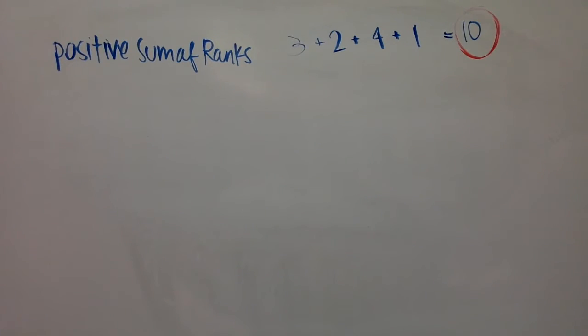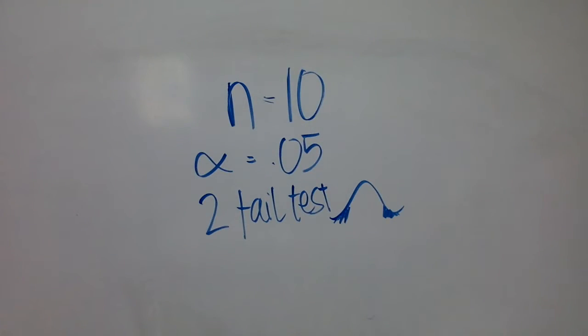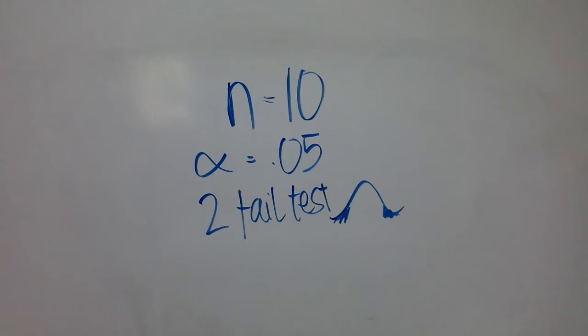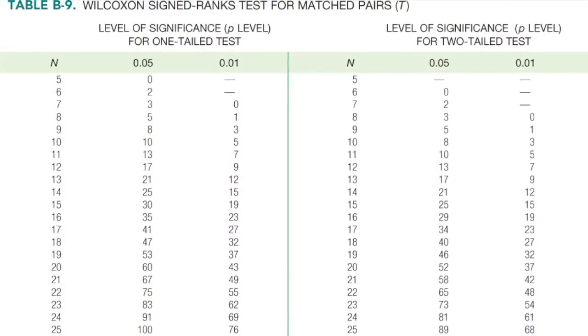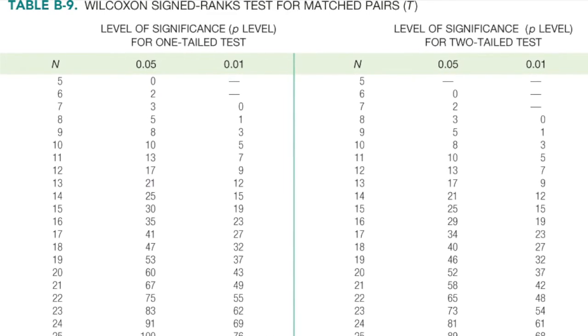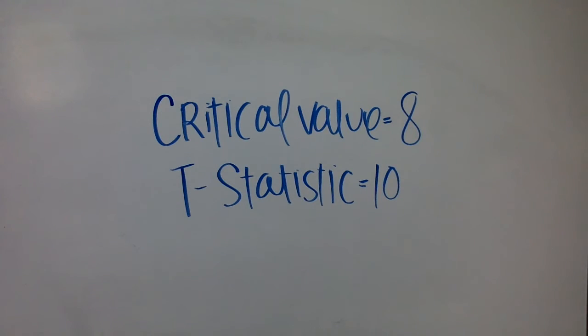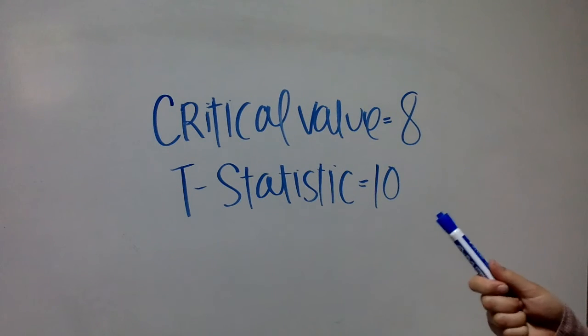Now let's look at our Wilcoxon table. The information we will need in order to find our critical value from our table is our sample size, which is 10 dolphins, our significance level, which is 0.05. That's a commonly used significance level, and it will make it easy for us to find our critical value. And this is going to be a two-tailed test. So now we know our critical value is 8, and we still have our t-statistic from earlier, which was 10.